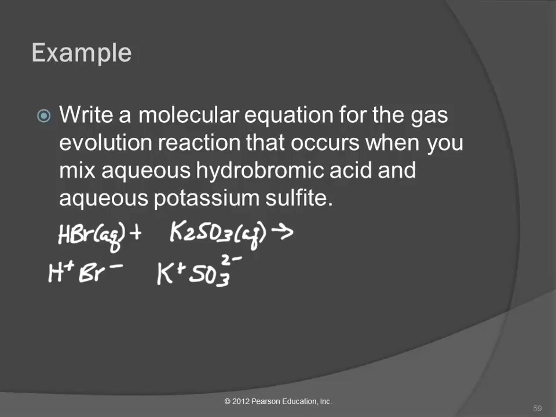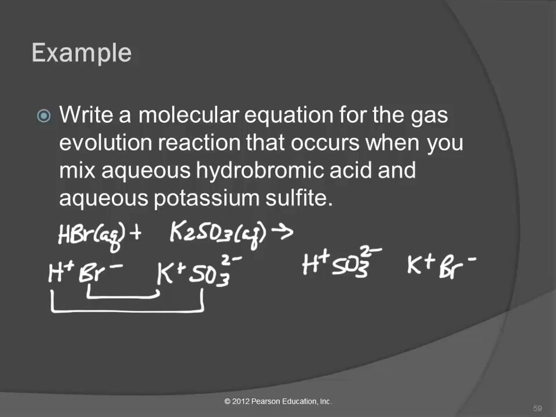So now we're going to swap partners. We're going to have H plus with SO3 2-, and we're going to have K plus with Br-. H plus and SO3 2-, we're going to get H2SO3. K plus and Br-, we're going to get KBr. If you look that up, you'll find out that that's aqueous.